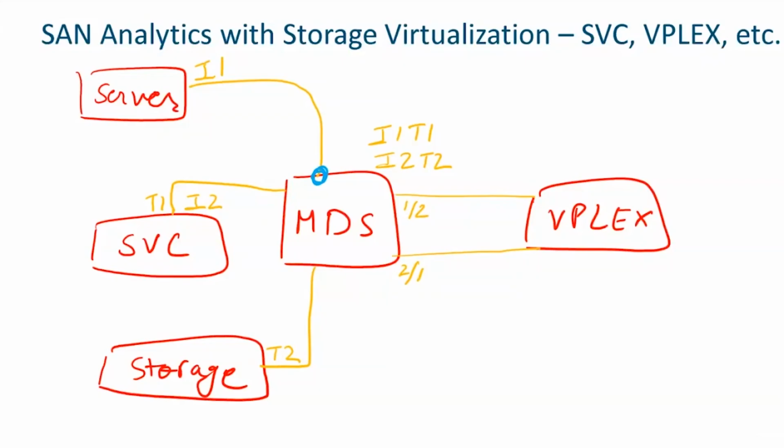Okay, thanks for that. So hopefully it's making sense for all of us, that based on the architecture of a device, we measure that performance. With SVC, it looks like if you enable analytics on the switch port that's connected to I1, we measure the transactions, or performance, between I1 and T1. But if there's a slowdown between SVC and storage, we'll miss that.